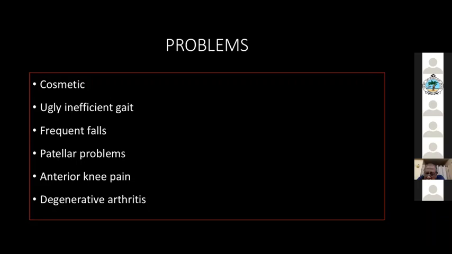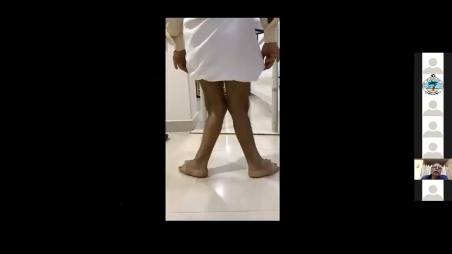This is another thing that is asked. Why do you want to correct this? There is only genu valgum, he can walk around, so why do you want to correct it? Then you have to say that these are the problems associated with it: ugly gait, frequent falls, degenerative arthritis, anterior knee pain, and patellar problems can occur. Therefore, you want to correct this.